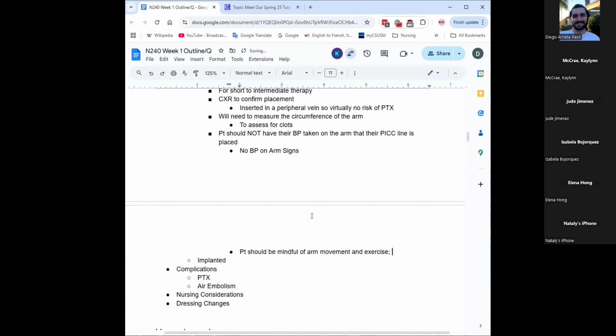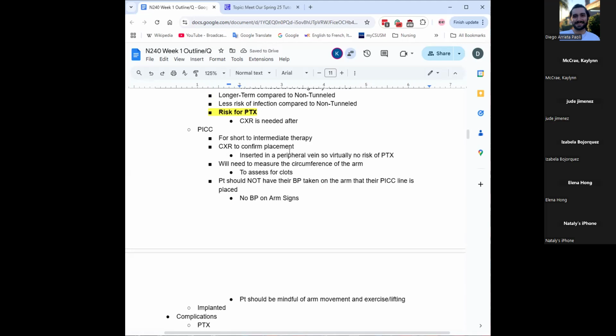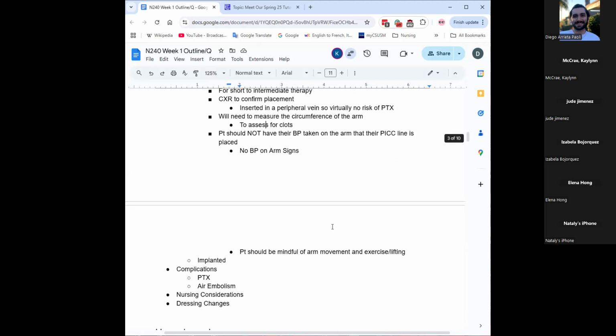Be careful of exercise, lifting, and moving it too much. No blood pressure on the arm, you don't want to ruin it. Measure the circumference of the arm and test for clots. You're still going to do a chest x-ray to confirm placement, but there is not that same risk of pneumothorax. Okay, that seems good enough.